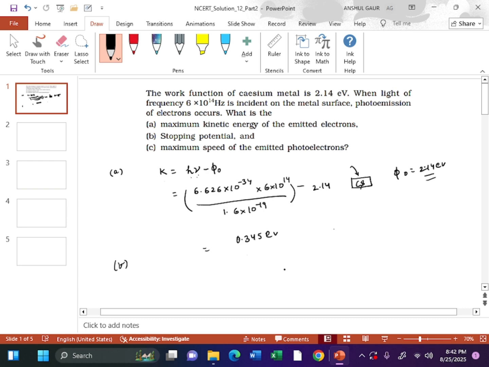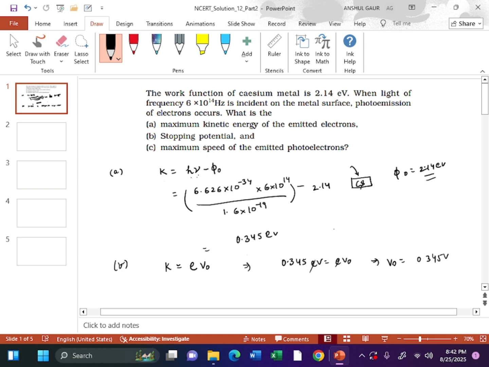In part B, we have to calculate the stopping potential. So we know the relationship between the kinetic energy and the stopping potential: K = eV₀. Now putting the respective value here, K, which we have calculated as 0.345 electron volts, is equal to eV₀. Now this e cancels with this e, and we can say that the stopping potential is given by 0.345 volts. This is the value of the stopping potential.